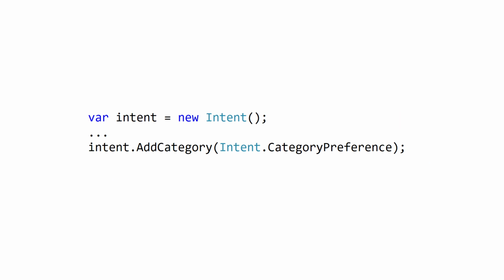You'll use the addCategory method on an intent to add one or more categories. You can call the method multiple times if you need to add more than one category. Categories are specified using strings, and again, the intent class defines symbolic constants for the standard categories.